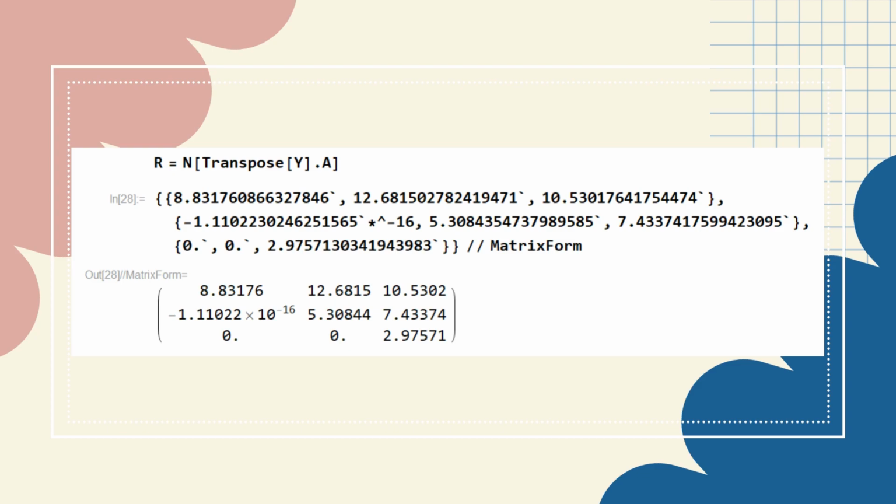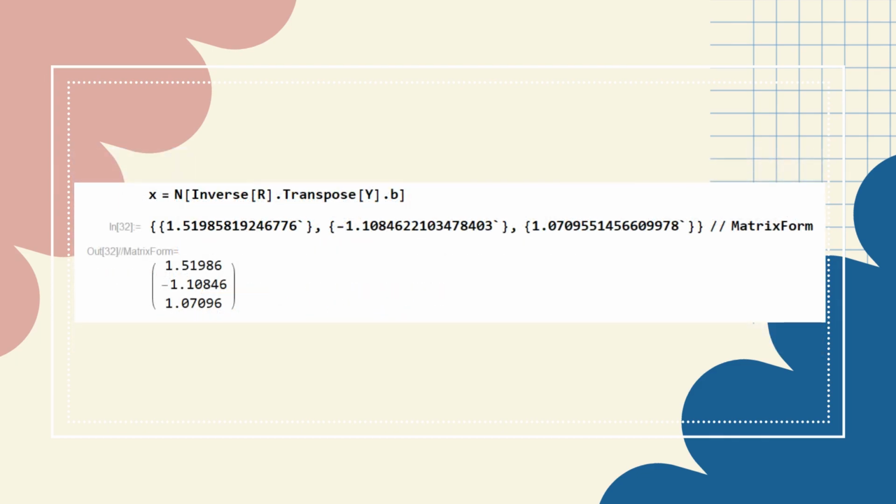From that, we will get the matrix value of R equal to 8.83176, 12.6815, 10.5302, negative 1.11 times 10 to the power of negative 16, 5.30844, 7.43374, 0, 0, and lastly 2.97571.